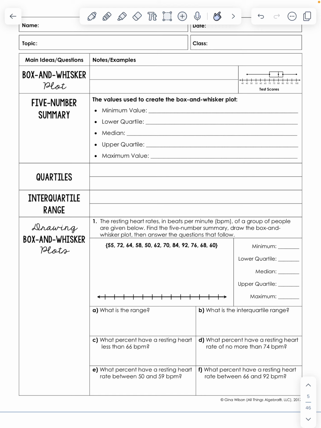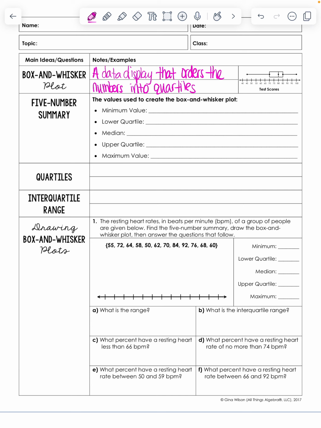Okay, so next we have a box and whisker plot. A box and whisker plot is something that we use a lot to analyze data, to organize data as well. The definition is basically that it's a data display that orders the numbers into quartiles.